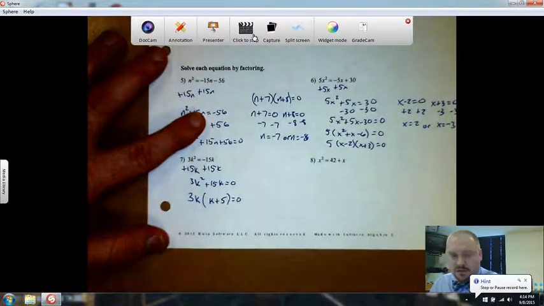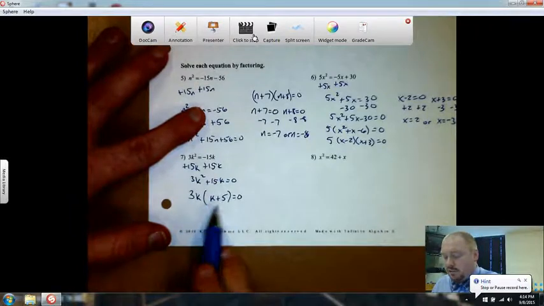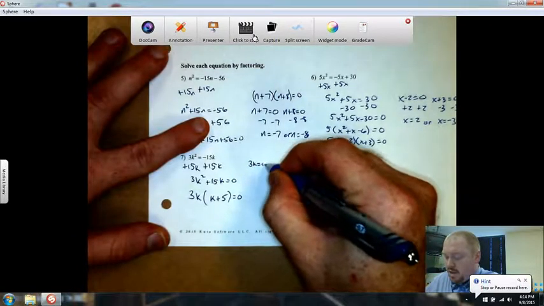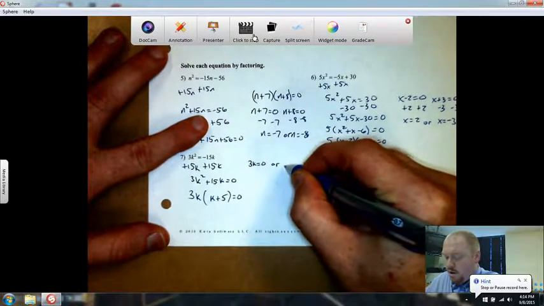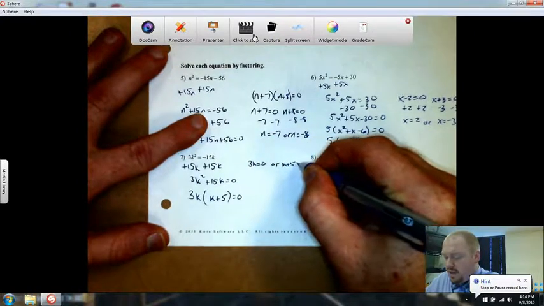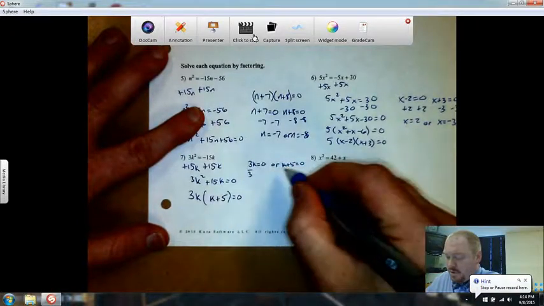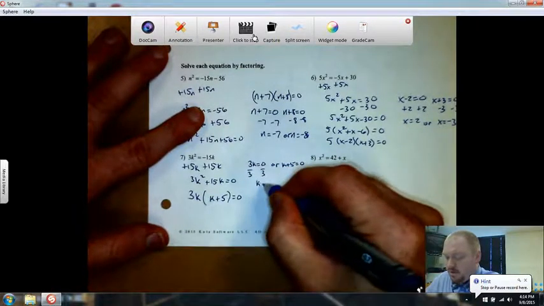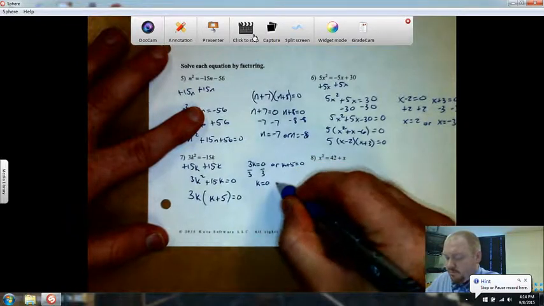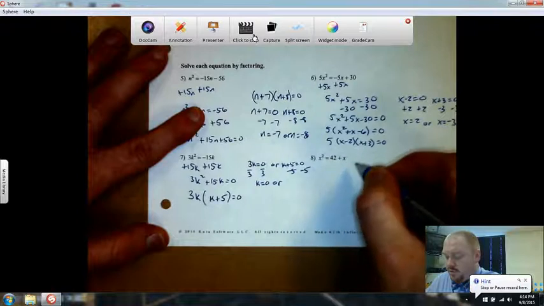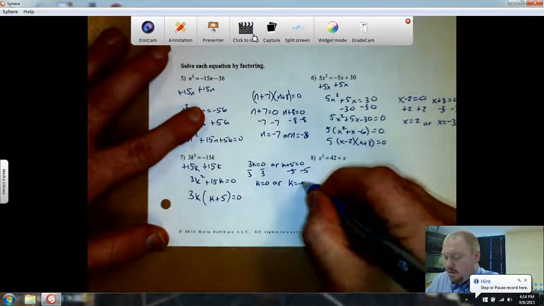So now I have to set each of these equal to 0. So either 3k equals 0 or k plus 5 equals 0. So divide by 3, so k equals 0, or subtract 5 from both sides, k equals negative 5. Again, I don't know which.